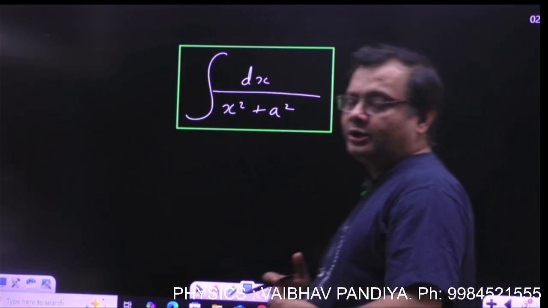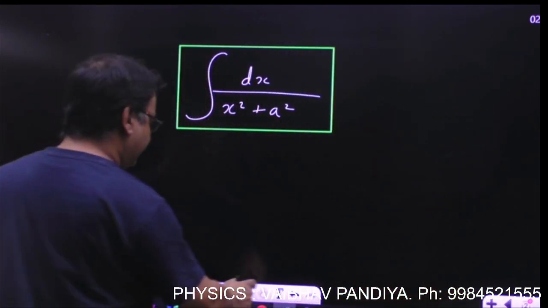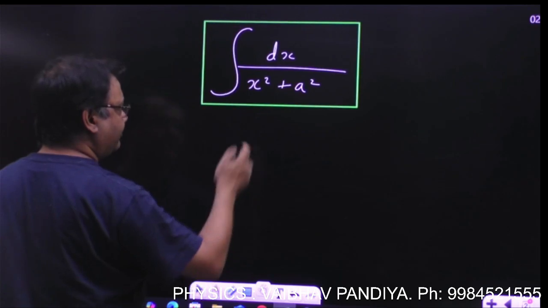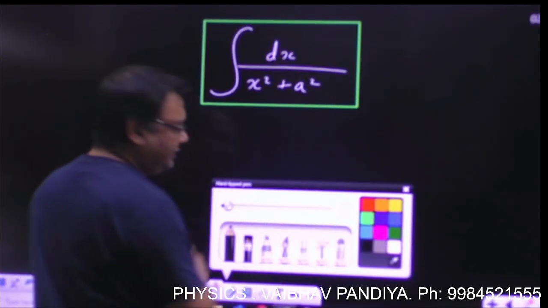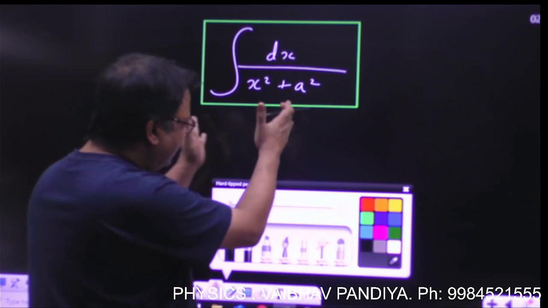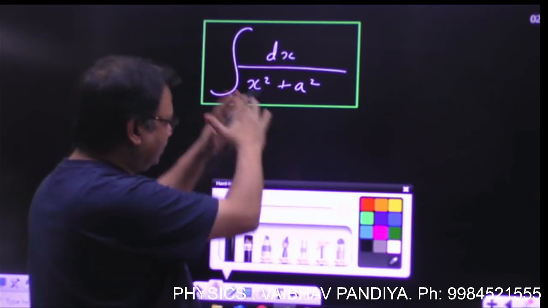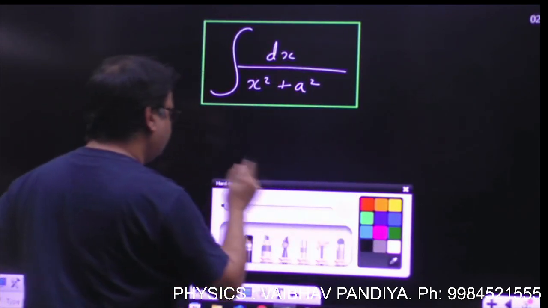Let's see how we are going to integrate 1 divided by x square plus a square with respect to x. So basically here we will apply the substitution method. We will develop a fingertip formula for the end result of this integral.